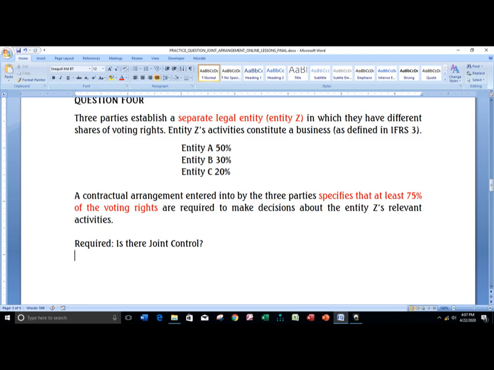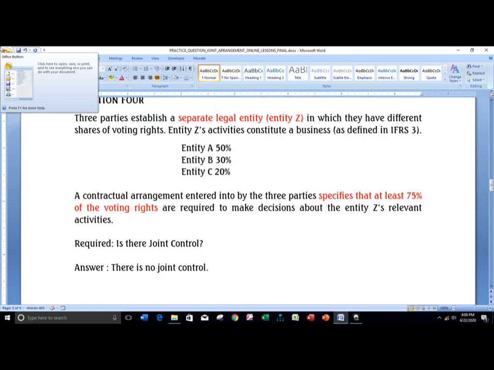And if they can do that, what this implies is that there is no joint control, although they have a separate entity. Simple as that. Once there is no joint control, there is no joint arrangement, because A and B can come together to meet 75% and take decisions at the expense of C. All the parties must give their unanimous consent collectively; you can't leave any one of them out before you can have a joint arrangement. I hope you're following.